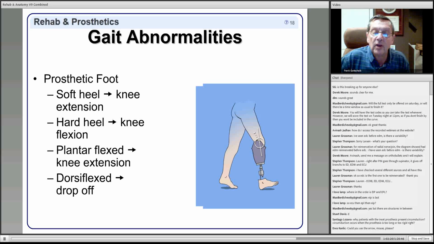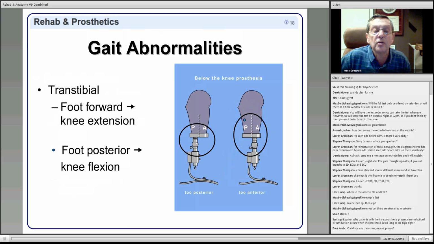Now the opposite, if the heel is too hard, that's the same as walking right at the water's edge on the hard, firm beach surface, and so the knee will tend to flex prematurely. Now if the foot is plantar flexed, the knee will stay in extension. It's like an equinus deformity, as you would see either in a stroke patient or a post-polio patient. And if it's dorsiflexed too much, then there's drop-off, and the knee will bend or flex prematurely.